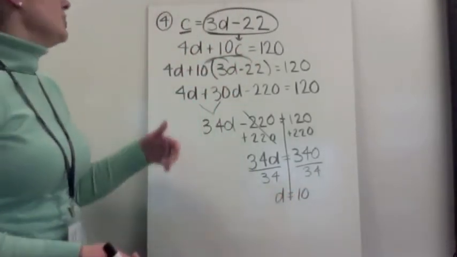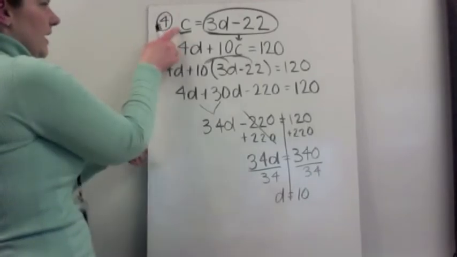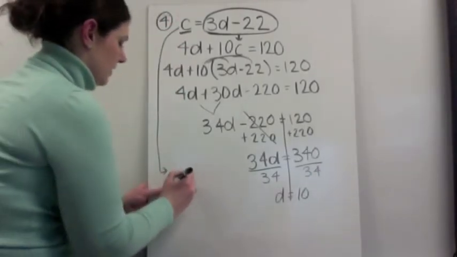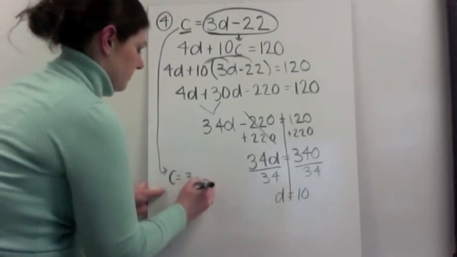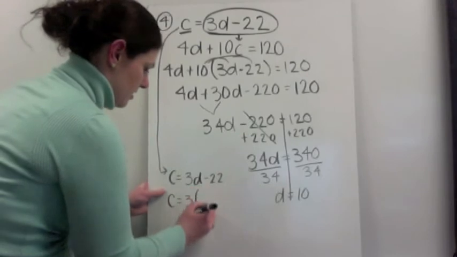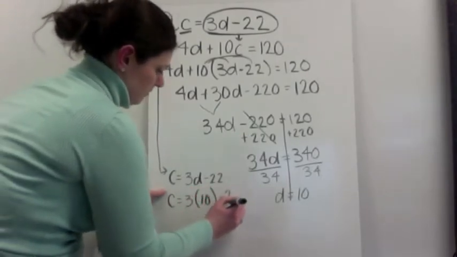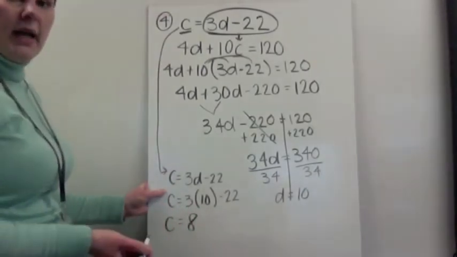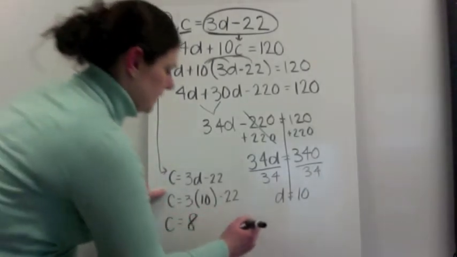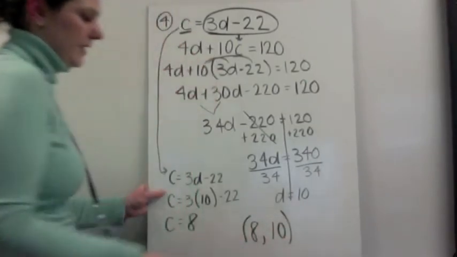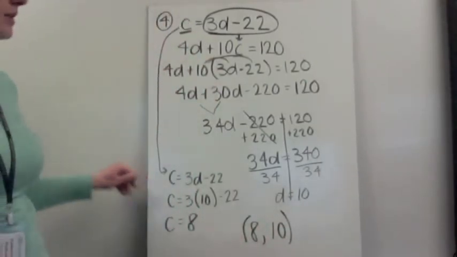equals 10. So again, I'm going to use that in my c equals equation because then I'll be able to go right to my answer. c equals 3d minus 22. So c equals 3 times 10 minus 22. So c equals 8. Again, when I make an ordered pair, if I don't have x's and y's, I just go in alphabetical order. So c then d, my solution is 8, 10.